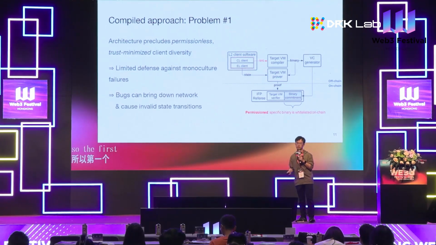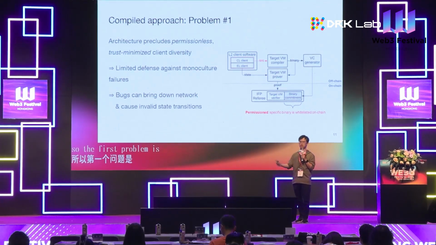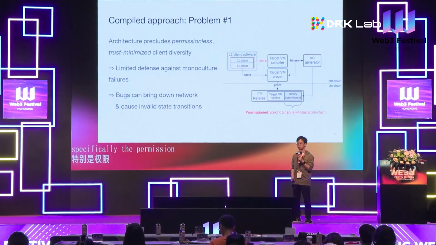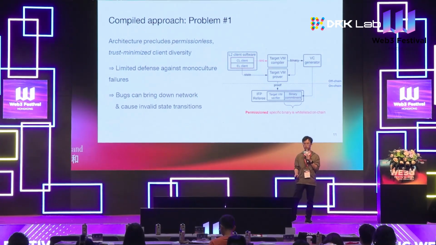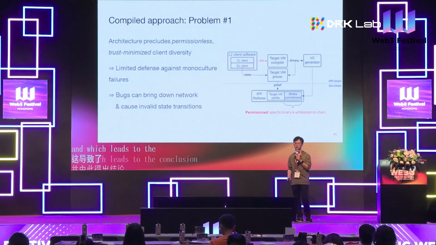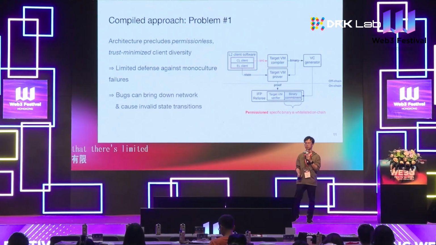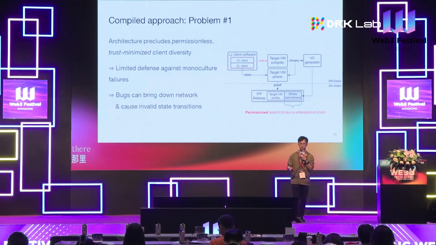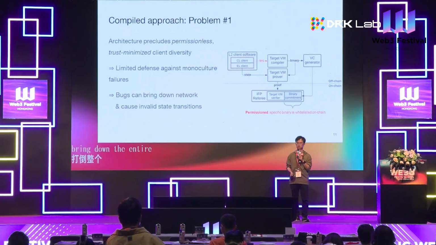this architecture does not allow client diversity, and specifically permissionless and trust-minimized client diversity, which leads to limited defense against monoculture failure. Because you can only use a specific client, a bug in this specific client can bring down the entire network and cause invalid state transitions.